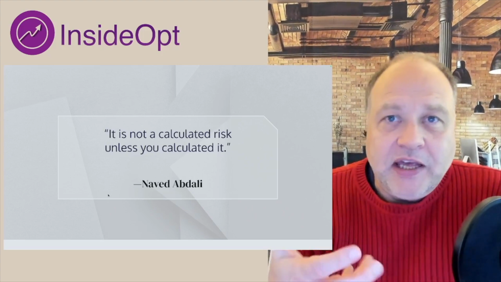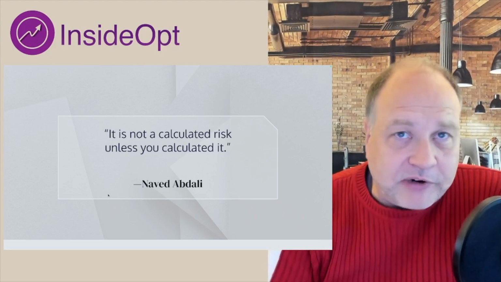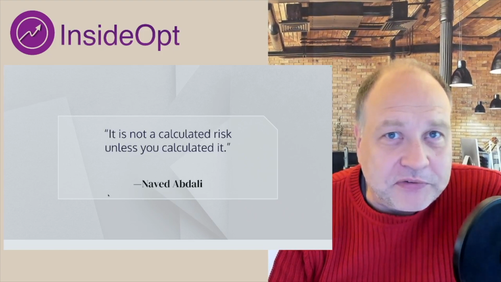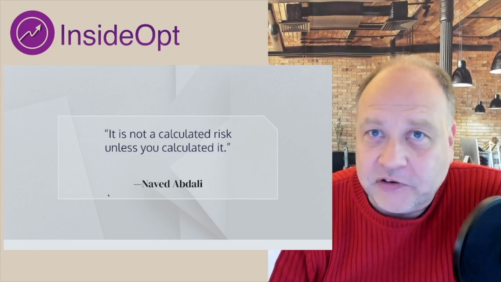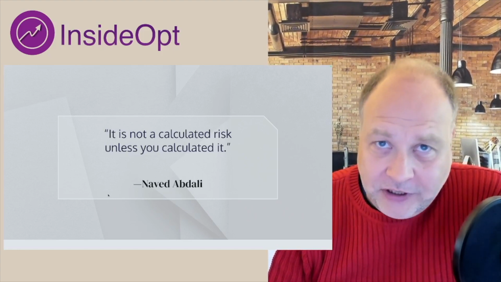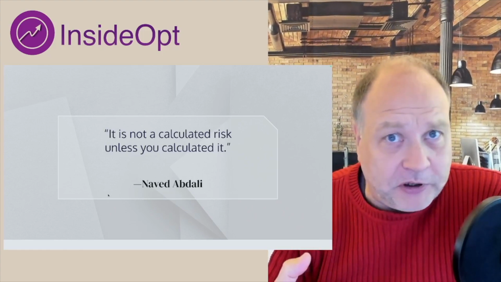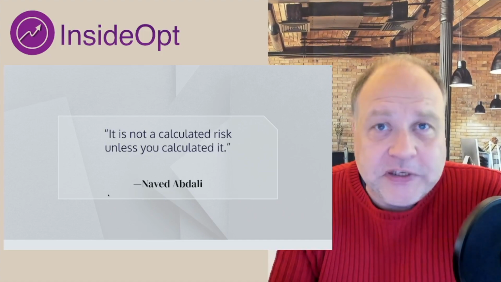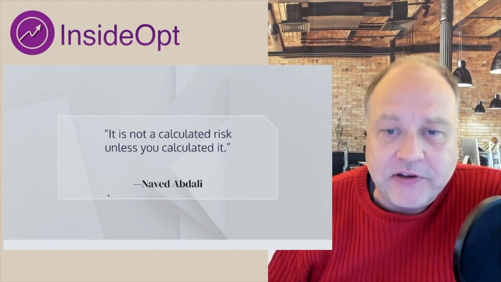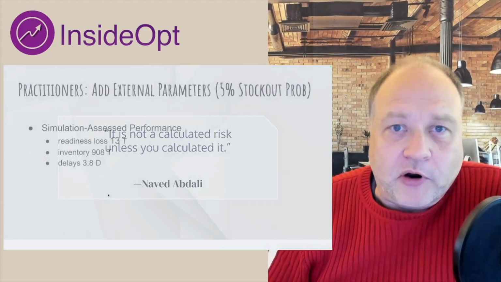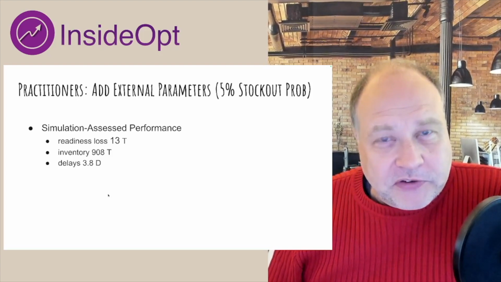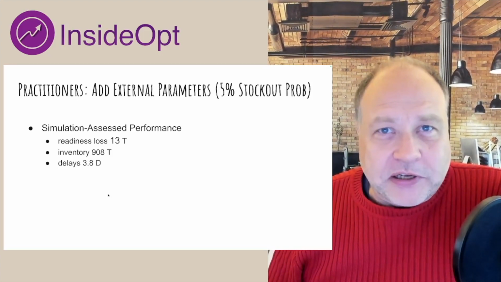The problem is, as you're doing this and you're setting these external parameters, you actually still don't know, well, if I set the stockout probability to 5% or if I set it to 2%, what does that actually mean for my inventory costs? So again, it's not very prescriptive to ask the stakeholder to do this outside of the model. Moreover, you really do not know what it actually means for your KPI. So it's not a calculated risk unless you calculated it, as Navid Abdali said in his famous book. So if you add these external parameters and you want to actually try and assess what does this mean to my KPIs, you would need to run a simulation again.